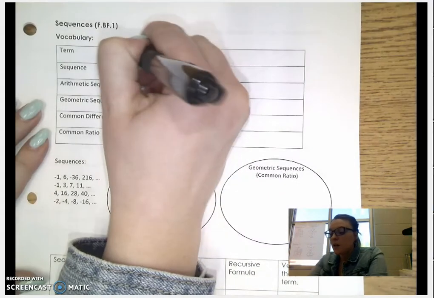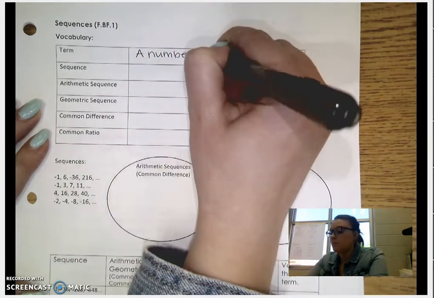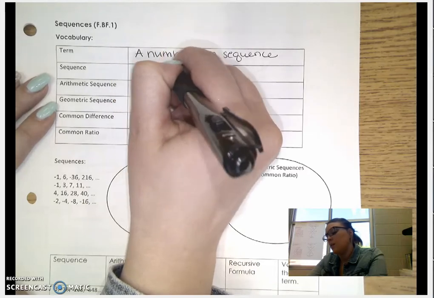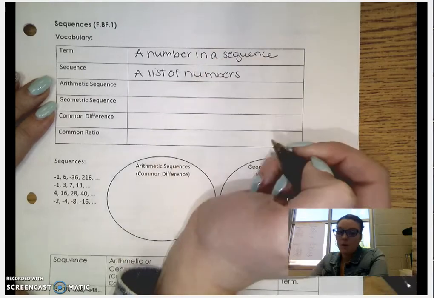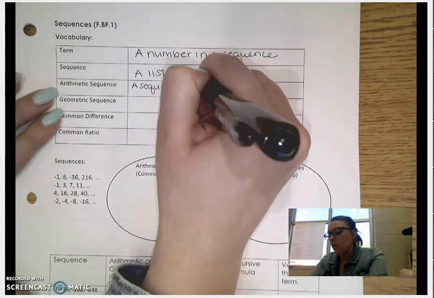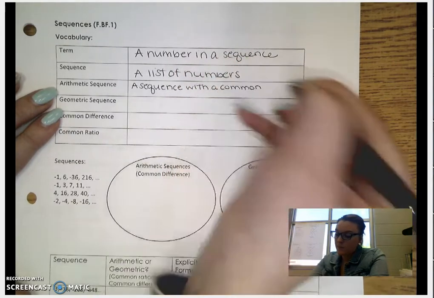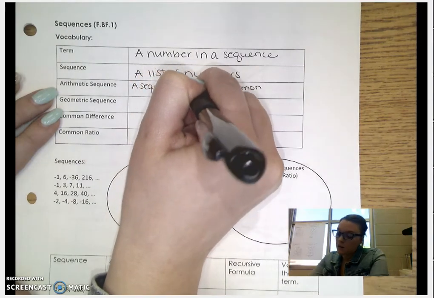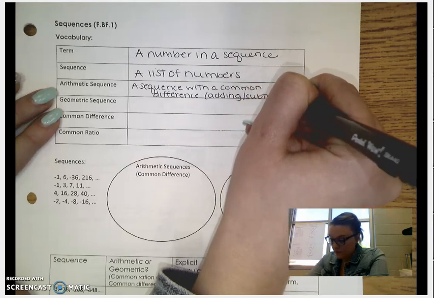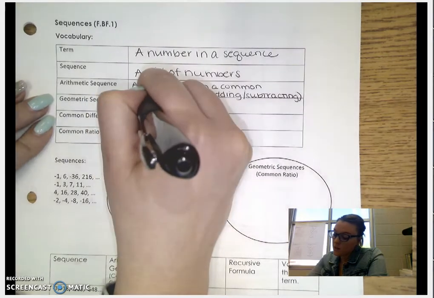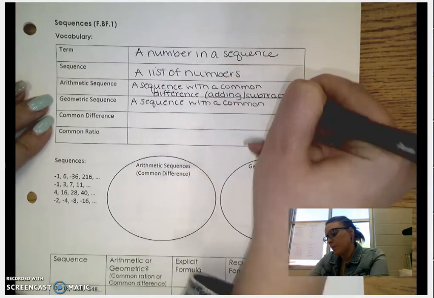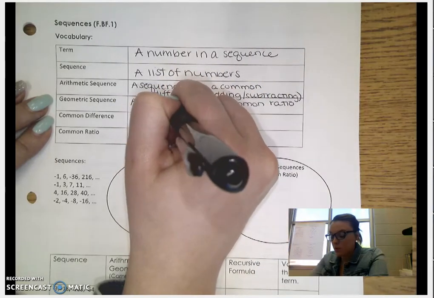A term is a number in a sequence. A sequence is a list of numbers. An arithmetic sequence is a sequence with a common difference, meaning that you are adding or subtracting. A geometric sequence is a sequence with a common ratio. Meaning that you are multiplying or dividing.